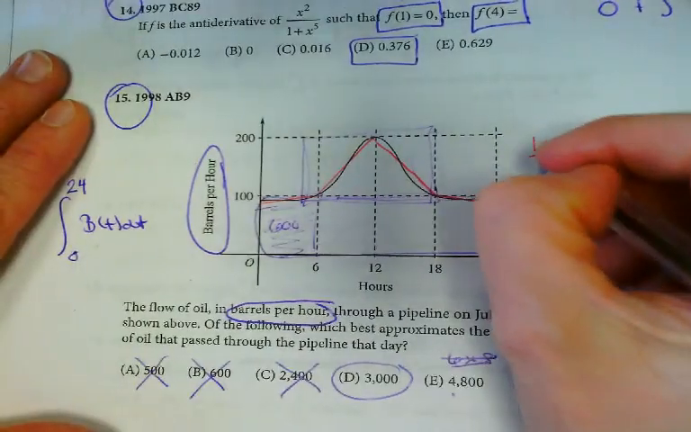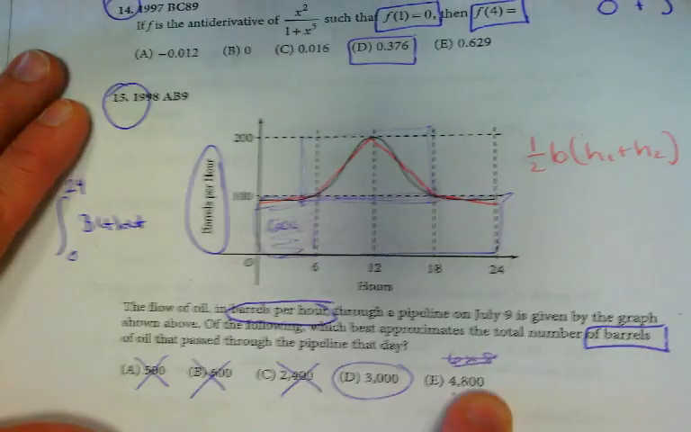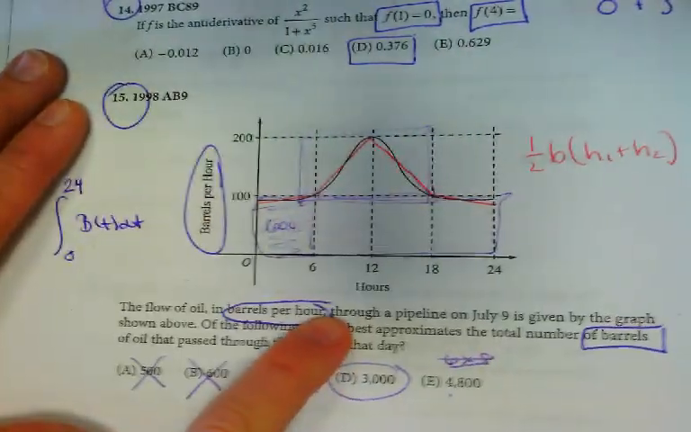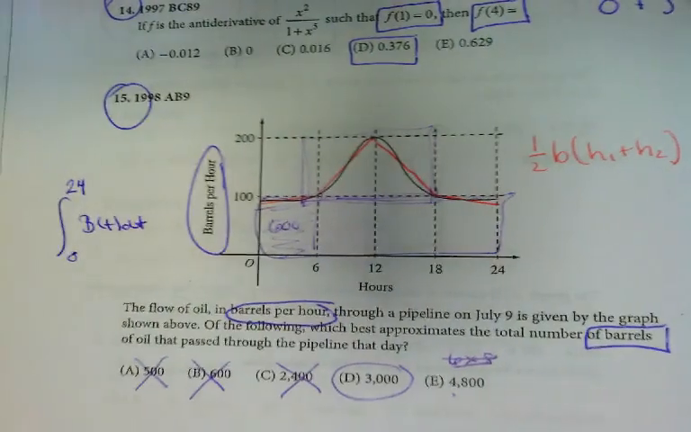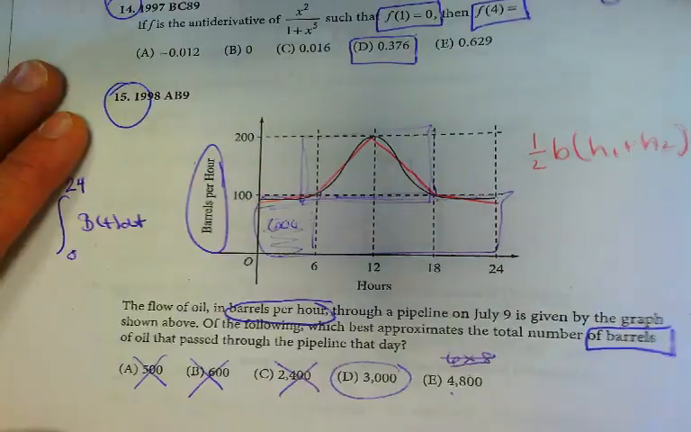But again, I would say 1/2 base times (height 1 plus height 2) if these numbers were much closer together. Okay. And again, I think I've seen this 3 or 4 times on these exams. Fairly common question. Don't be afraid to go kind of the third grade method on it. You're just approximating that area.